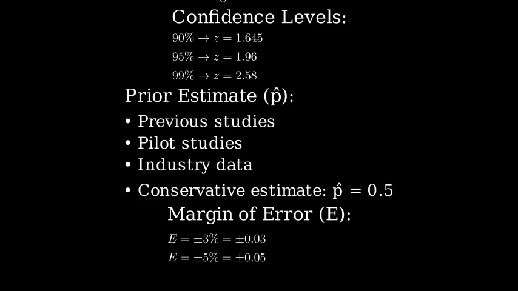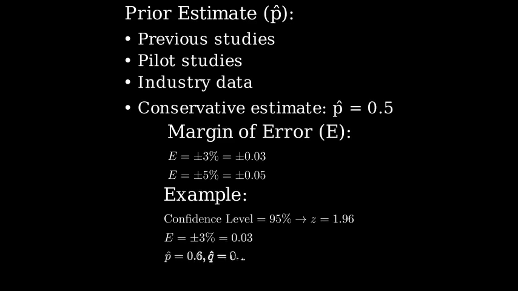Let's work through an example. Suppose we want 95% confidence with a margin of error of plus or minus 3%. And based on a previous study, we estimate that 60% of adults have high-speed internet.